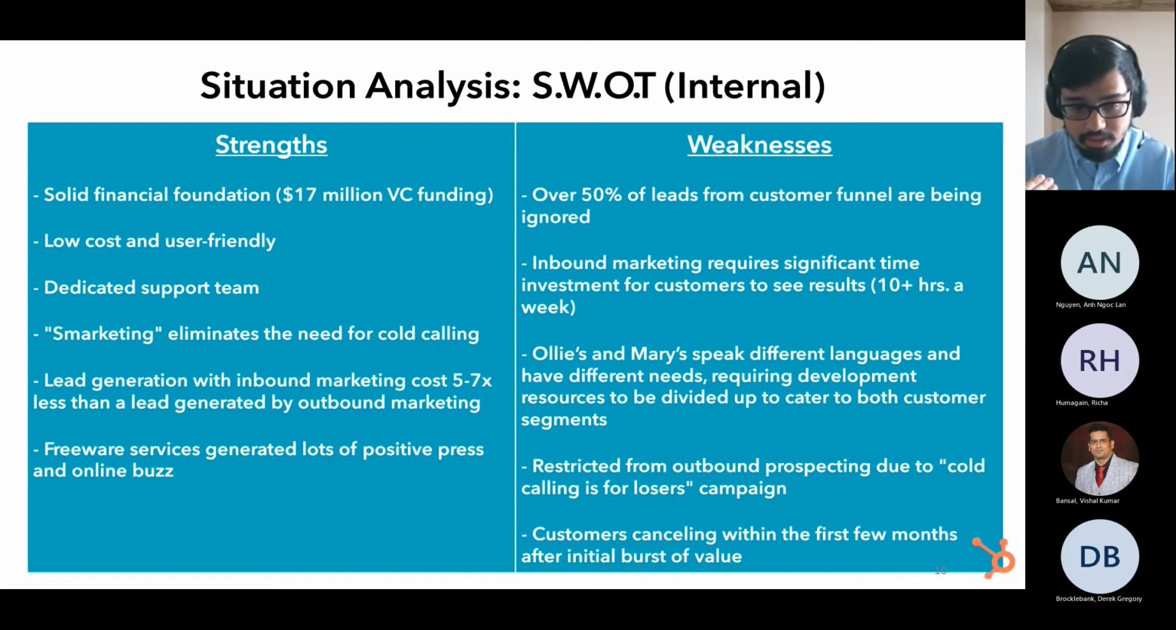The HubSpot team is restricted from outbound prospecting due to our "cold calling is for losers" marketing campaign, which makes reaching sales numbers more challenging because if someone from our HubSpot team were to cold call, it would hurt our brand. And lastly, for our weaknesses, our customer churn rates were showing that some customers were canceling within the first few months after obtaining the initial burst of value from our software.